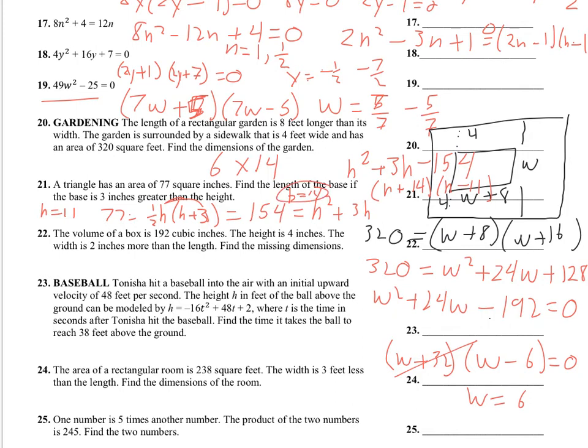The volume of a box is 192 cubic inches. The height is 4 inches. The width is 2 more than the length. Find the missing dimensions. Alright, so I have 192 is equal to 4 times, let's see, the width is 2 more than the length. So that means I have length times length plus 2. Right? Alright, divide everything by 4 to get the 4 out of there. So the other side equals 48 then. And then I should end up with L squared plus 2L.